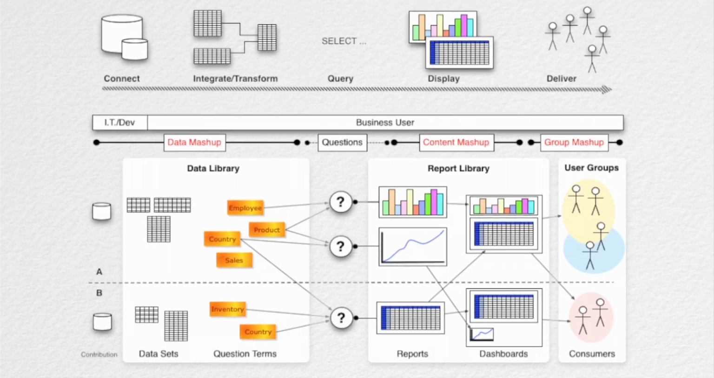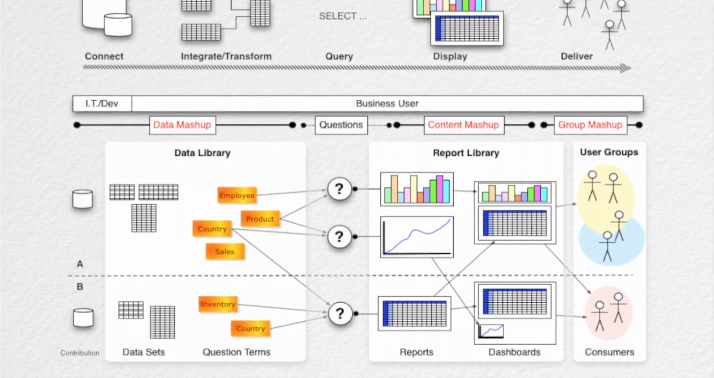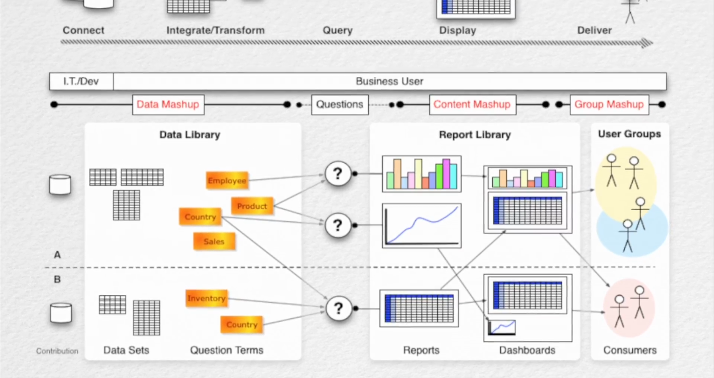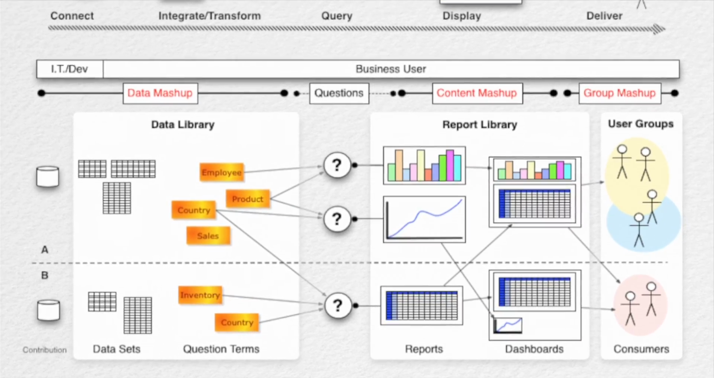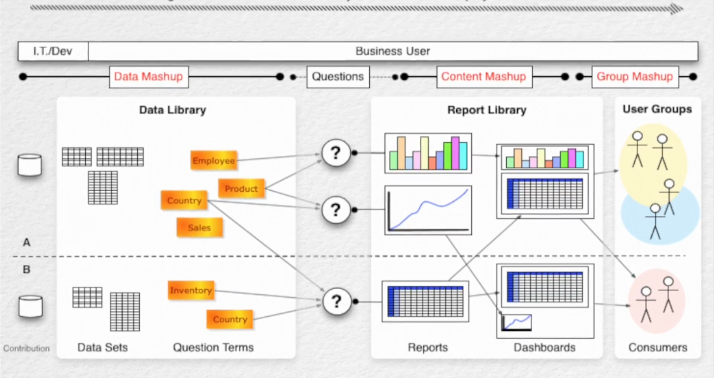So now let's look back through the whole process, start to finish. You can see that the business user is creating mashups at every stage of the process. They're able to combine data from a data set to create question terms. They can then combine question terms to make reports and dashboards. And finally, they can share these reports and dashboards with different users, different groups of users.